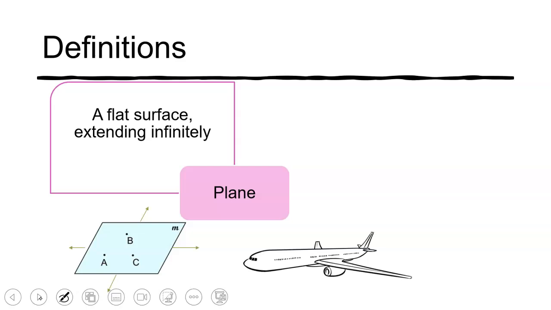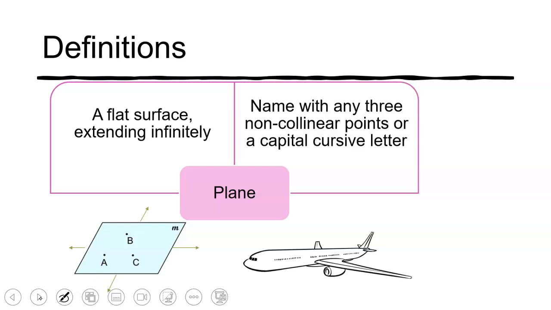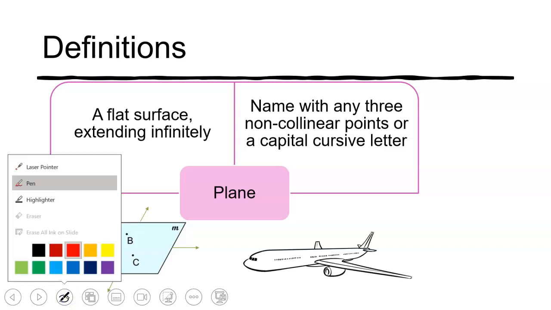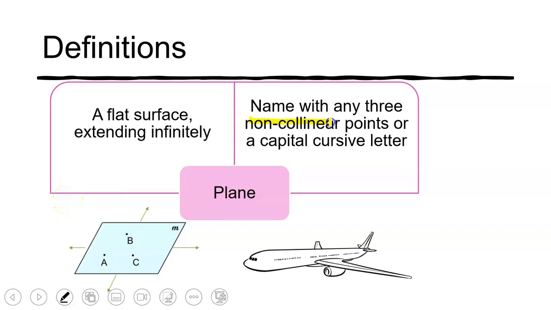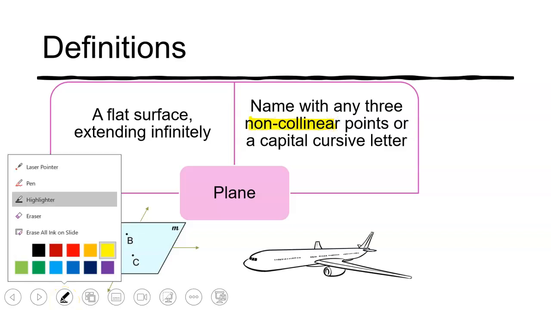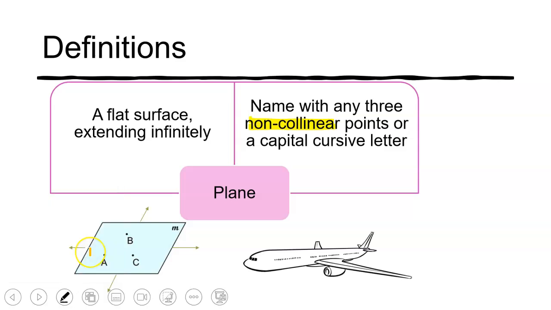So a plane is a flat surface that extends infinitely. The way you name it would either be with 3 non-collinear points. That might be a word that you're wondering about. What is non-collinear? Non-collinear means that they don't lie in a line. So they are not in a line. Or you could use a capital cursive letter.